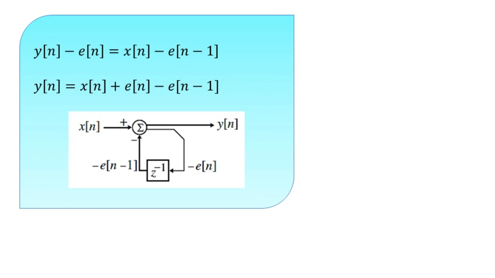The equivalent representation of y of n individually is equal to x of n plus e of n minus e of n minus 1. Here y of n is the MSB of the nth sample of the adder output, as you can compare from the block schematic, and e of n is the nth sample of the quantization noise composed of all the bits except the MSB.